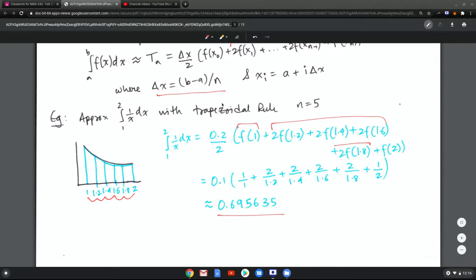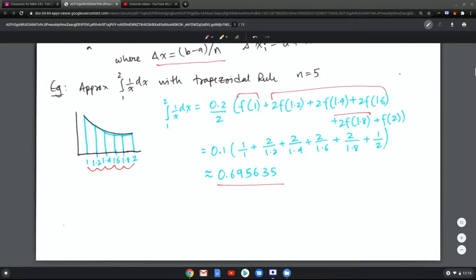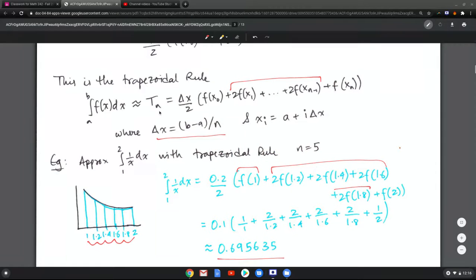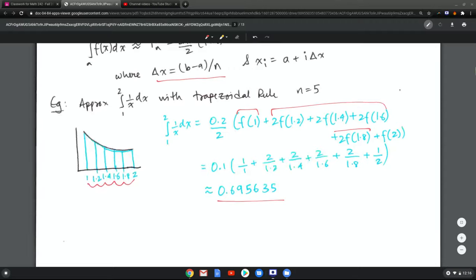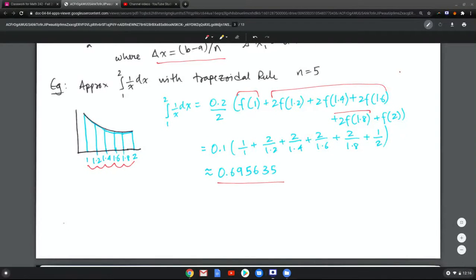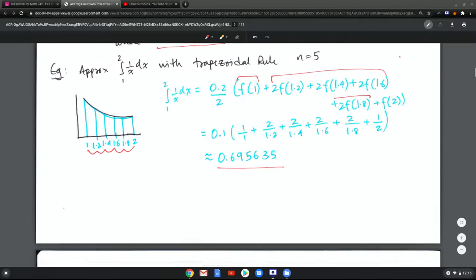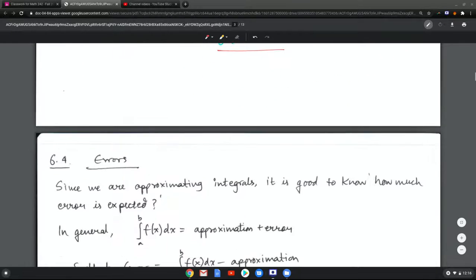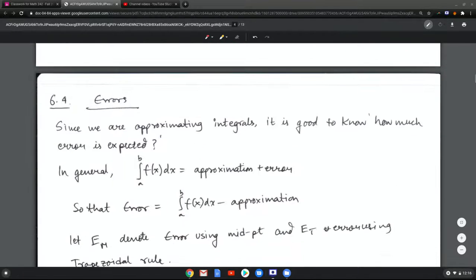In the previous video, we learned two methods of approximation: the trapezoidal, written by Tn, where n is the number of rectangles, and Mn, which is the midpoint. Now we need to understand which method is better, or have a way of comparing these methods. The way to do that is using errors.